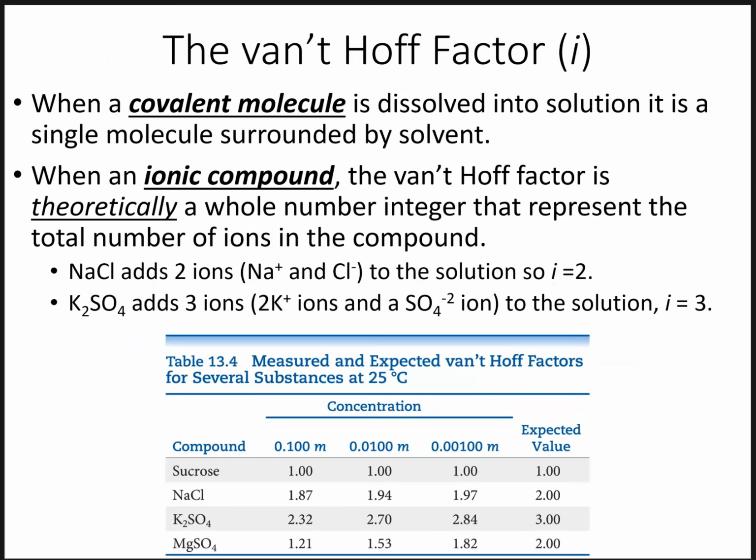A covalent molecule, when you place it into water, stays as one molecule. But when you put an ionic compound into water, it essentially breaks up into 2, 3, 4, or 5 different particles, depending upon what the subscripts are on the ions. So something like sodium chloride, the Van 't Hoff factor would be 2 because it's 1 sodium and 1 chloride ion. Potassium sulfate, 2 potassium ions and the polyatomic ion sulfate for a grand total of 3.